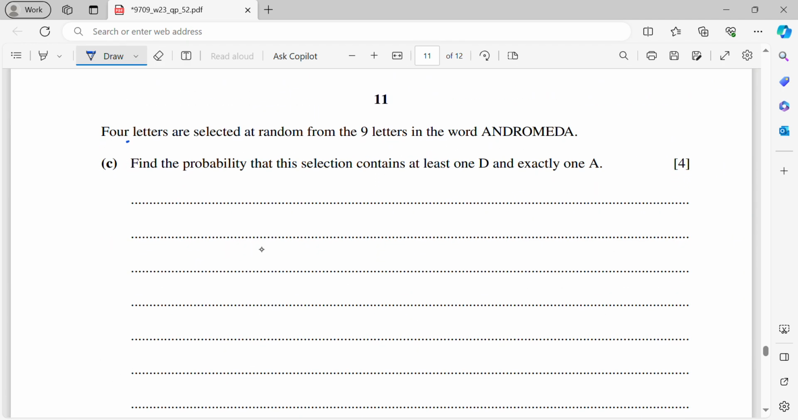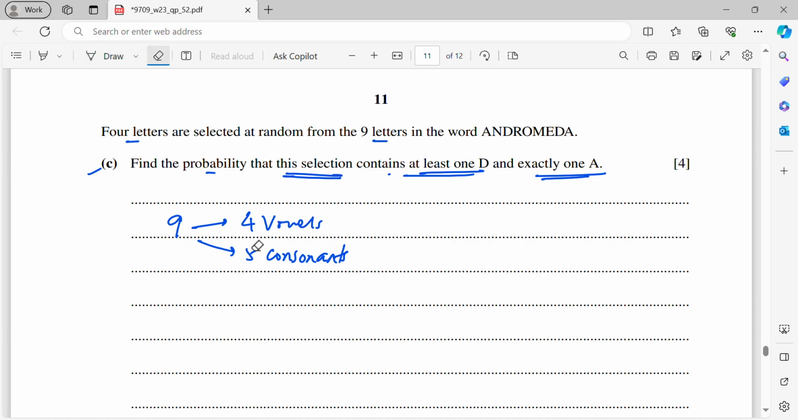Now, 4 letters are selected at random from the 9 letters in the word. Find the probability that this selection contains at least 1 D and exactly 1 A. From 9 letters, we have 4 vowels and 5 consonants. Here we have A, A, O, E, then 2 D's and 3 others.